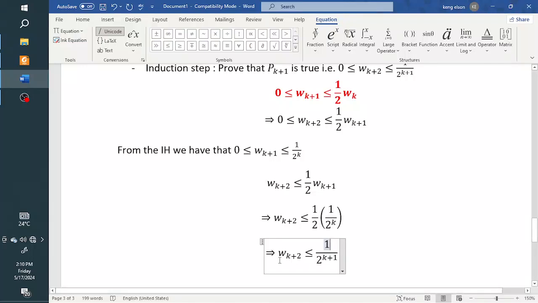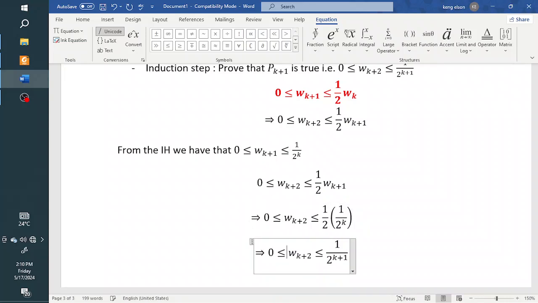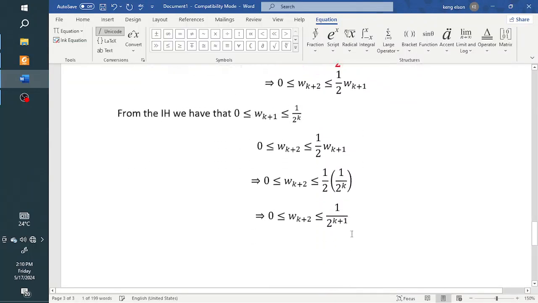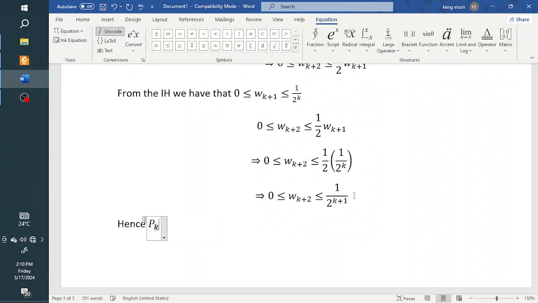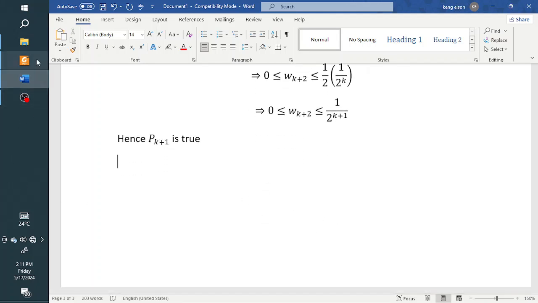Now you realize that from the beginning, 0 is less than or equal to w_{k+2}, and w_{k+2} is less than or equal to 1 over 2 to the k plus 1. So this is what we have to prove. So the statement is true. Hence P(k+1) is true, so we are done. You can conclude. There's no time to conclude. Okay, let's go to the next part of the question.